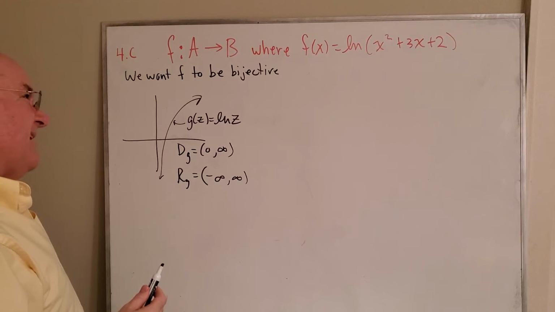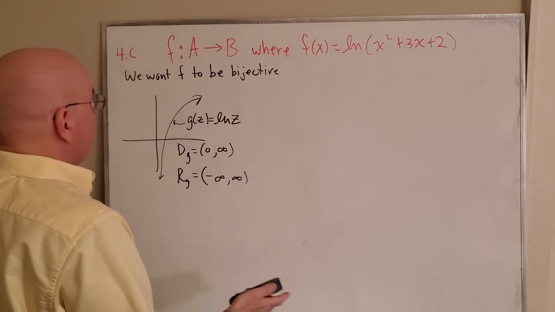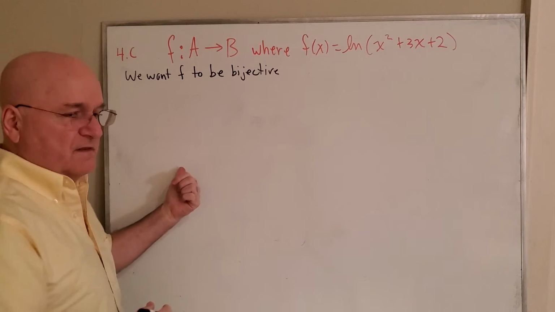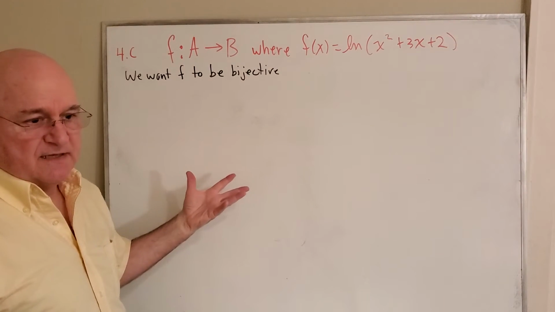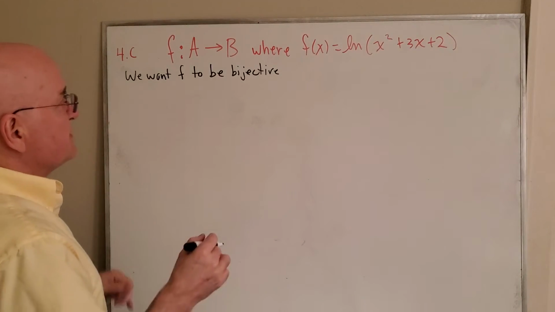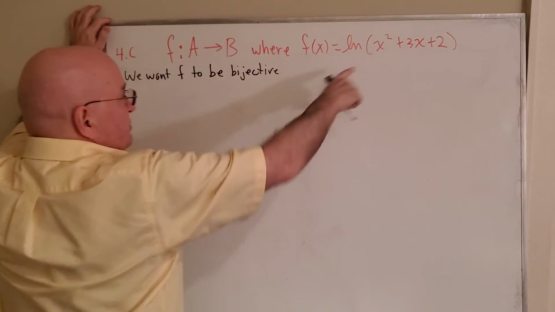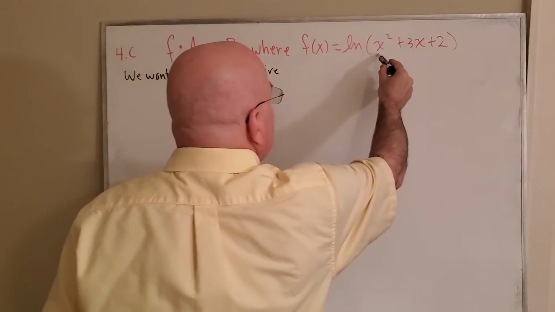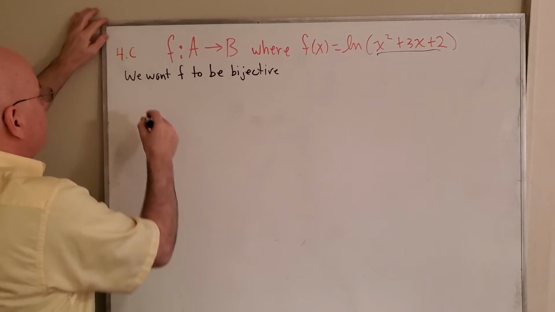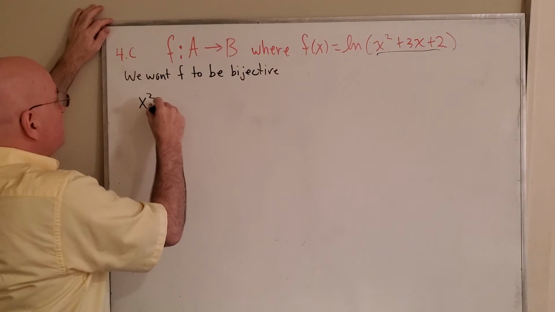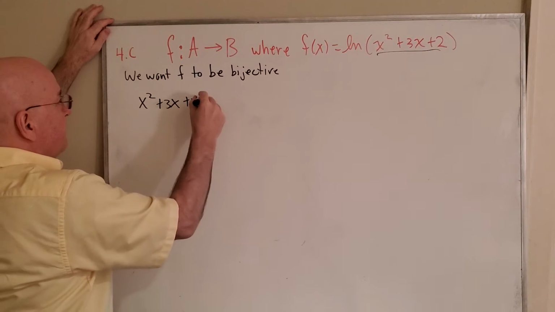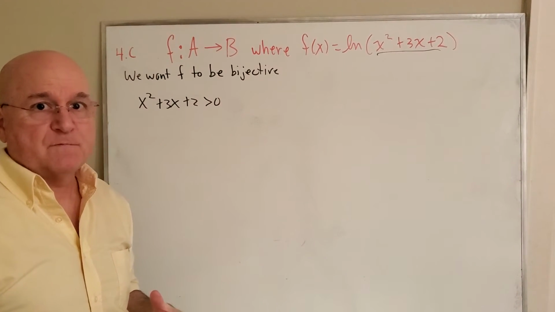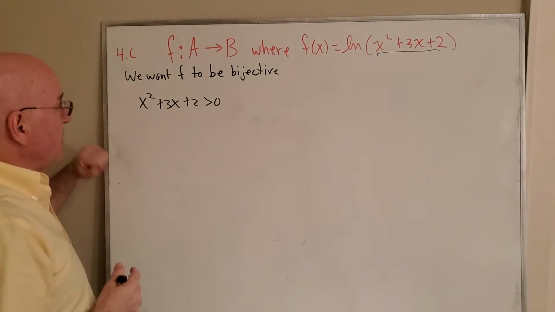Okay, so what do we have here? Let me erase this. For one thing, the natural log function, you can only take the natural log of positive numbers. So the domain of this function, the biggest it can possibly be, is all of the x's where this is bigger than 0. So x squared plus 3x plus 2. So let's find out where that function is defined. Where is this expression always positive?